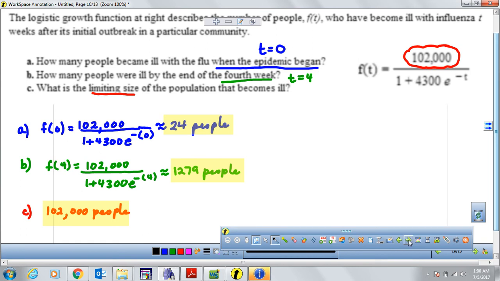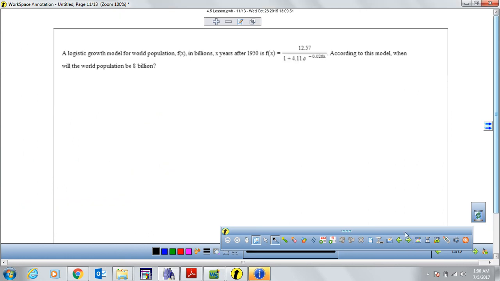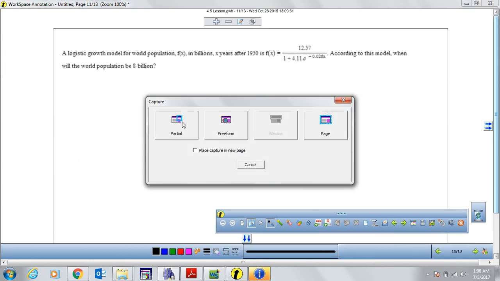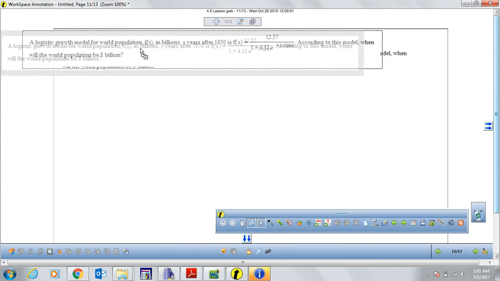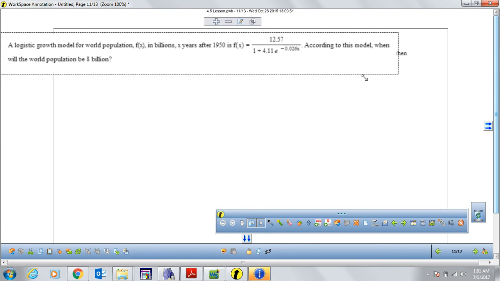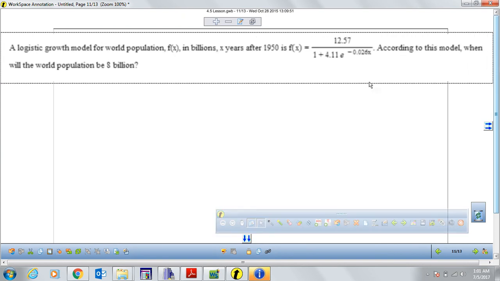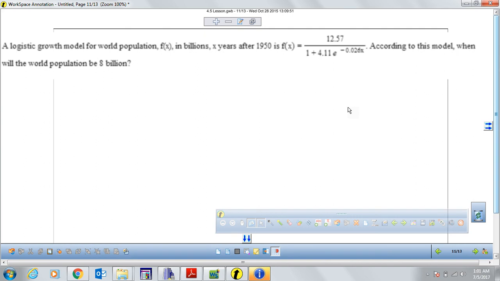Now, we're going to talk about the next model. It is also a logistic model, but this is what the question is going to consist of. So we're given a logistic growth model for world population, f of x in billions, x years after 1950, given by the function f of x equals 12.57 over 1 plus 4.11 times e raised to the negative 0.026x. According to this model, when will the population be 8 billion? So let's go ahead and get started with this.